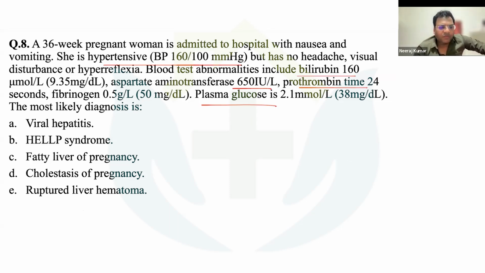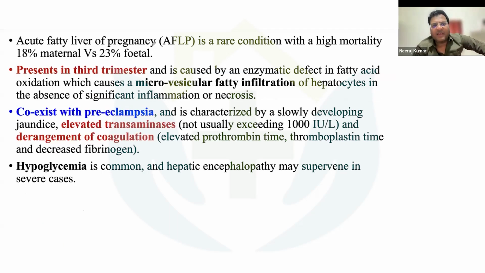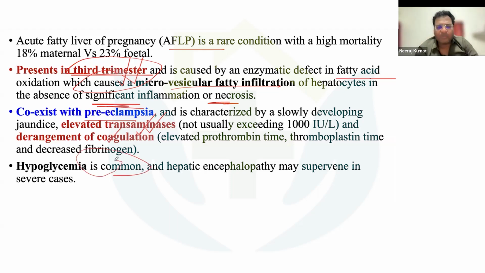Okay, good. So many of you are going with acute fatty liver of pregnancy. So I think it is right. This patient is having acute fatty liver of pregnancy, which has a very high mortality, and the patient always presents in the third trimester. So by this hint, you can think that this patient is having acute fatty liver of pregnancy, with microvascular fatty infiltration, fatty acid oxidation defect, with no significant inflammation or necrosis of the liver, and this always coexists with preeclampsia where the patient will have elevated transaminase and deranged coagulation. Hypoglycemia is also common in this group of patients, and hepatic encephalopathy may supervene in severe cases. So it is a straight away AFLP.